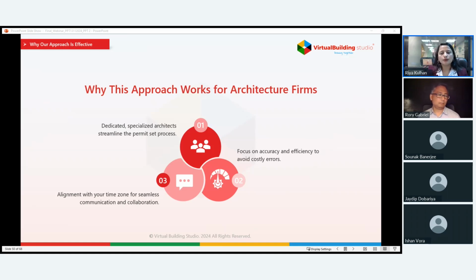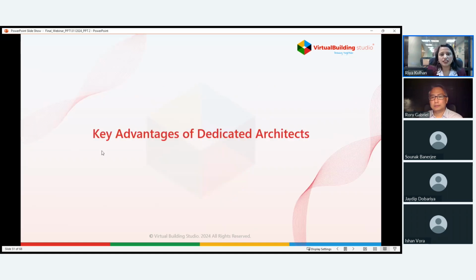So now that we have outlined the common challenges in creating a permit set, let's explore how a systematic approach can provide you unique solutions to avoid delays, save your time, and improve coordination across all teams. So our systematic approach, developed specifically for architecture firms, brings licensed architects into your project, ensuring that each aspect of the permit set process is handled with the utmost precision. So these experts work as an extension to your team. They are fully aligned with your firm's standards and time zone, which means seamless integration and rapid response time when you need them the most.